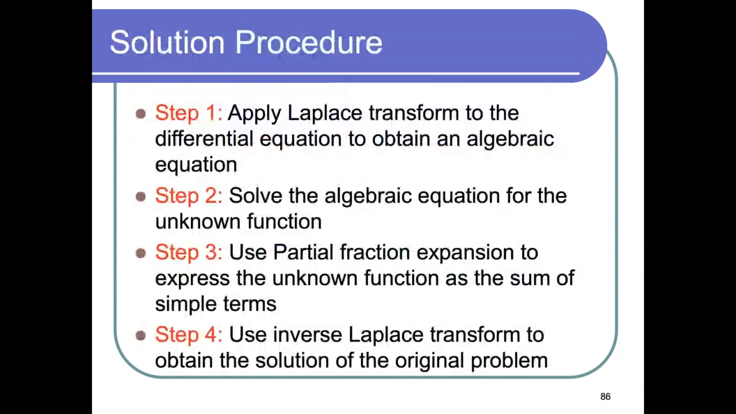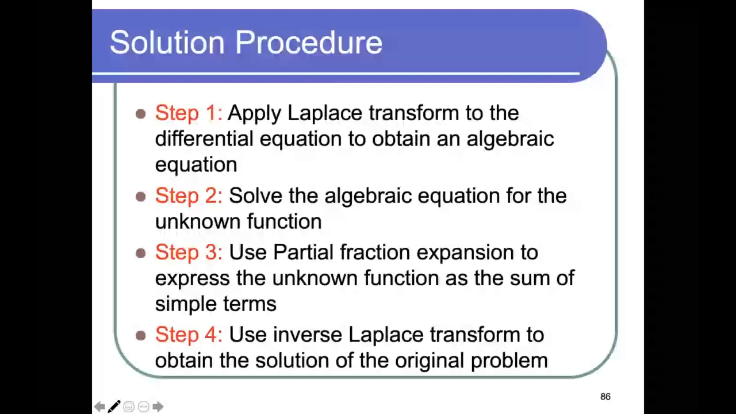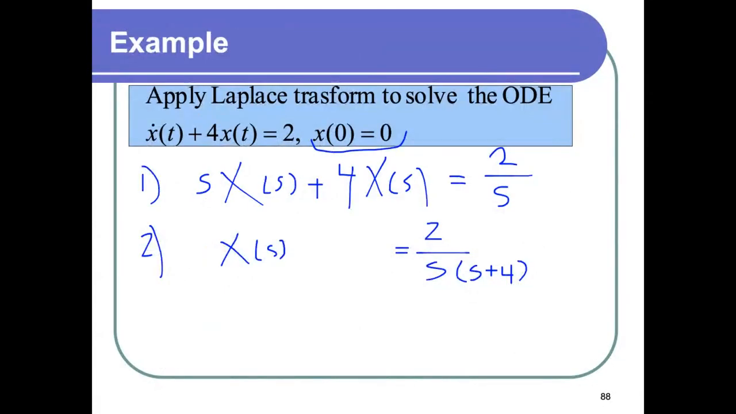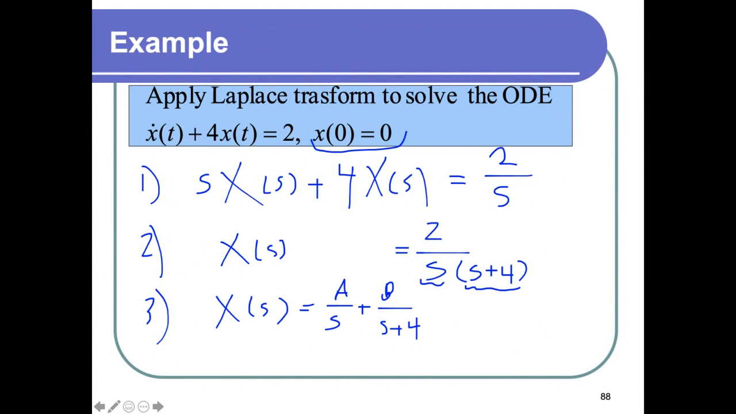Then step 3, use partial fraction expansion to express the unknown function as the sum of simple terms. Let's go back to the example. Step 3, we have X(s) is equal to, we have two poles here, one at 0 and one at s equals minus 4. So we have A over s plus B over s plus 4. So let's solve for A and B. Can somebody help me solve for A? What is it equal to?